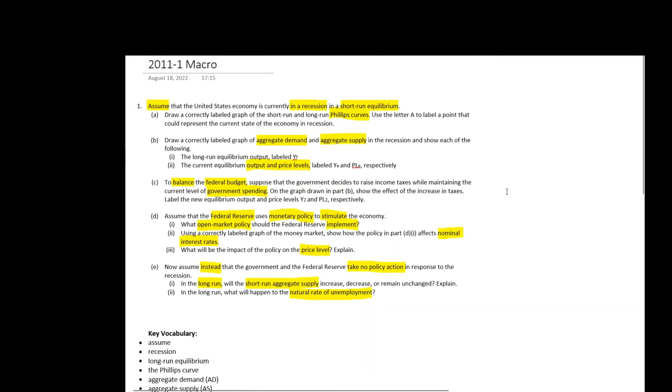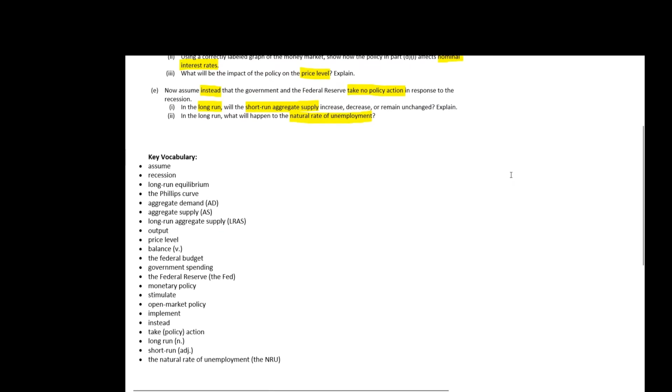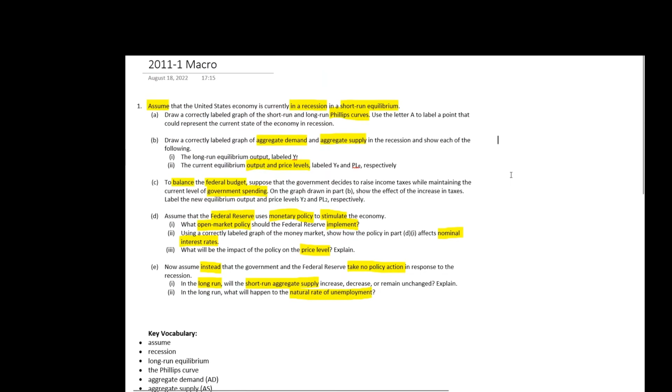We've got some general vocabulary like assume. So the question tells us to assume that the U.S. economy is currently in a recession and a short-run equilibrium. So assume here is a verb, and it's just asking us to take as given. It's often used as the beginning of a question. It's telling you the foundation or the starting point for a question.